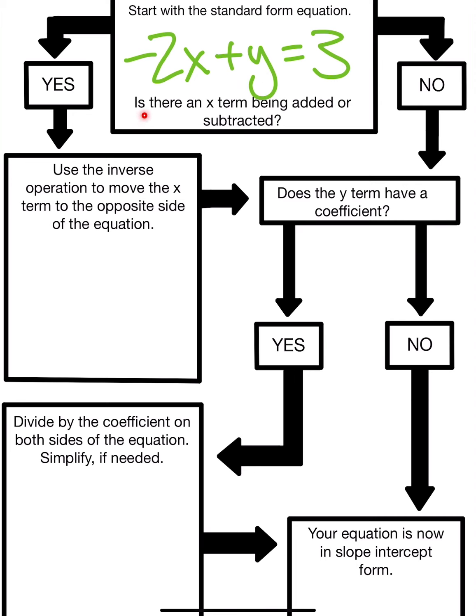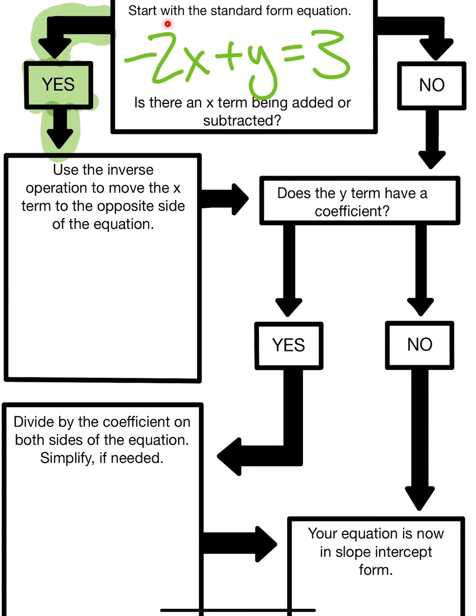Is there an x term being added or subtracted? Yes, we do. We have an x right here. It's negative 2x. So we're going to follow our arrow to the yes box. Let's highlight that so that we know where we're going. Next box: use the inverse operation to move the x term to the opposite side of the equation.